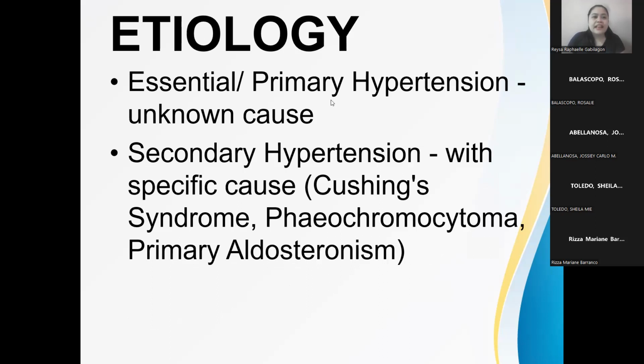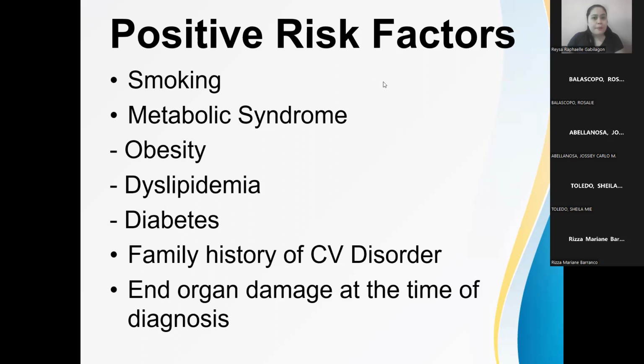Now, let's talk about the etiology of hypertension or the origin. We have two types of hypertension, the essential or the primary hypertension, which we believe has a known cause. And then, most of the people having hypertension class actually is classified here sa essential or primary hypertension. Though, meron tayong positive risk factors. Again, these are the factors that will contribute to having hypertension.